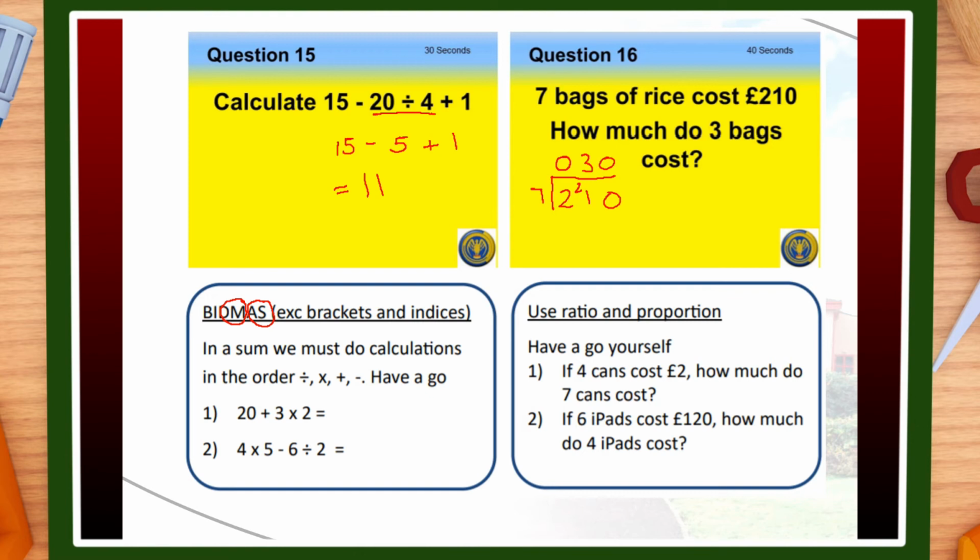And my answer to that is 30. Now I know what 1 bag costs, I can calculate that 3 bags would cost 3 times as much. So we can do that by multiplying or by adding 30 to itself 3 times. And the answer is £90. Try the ones underneath.